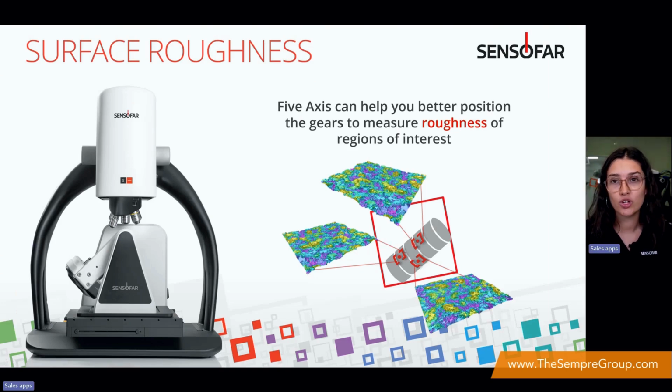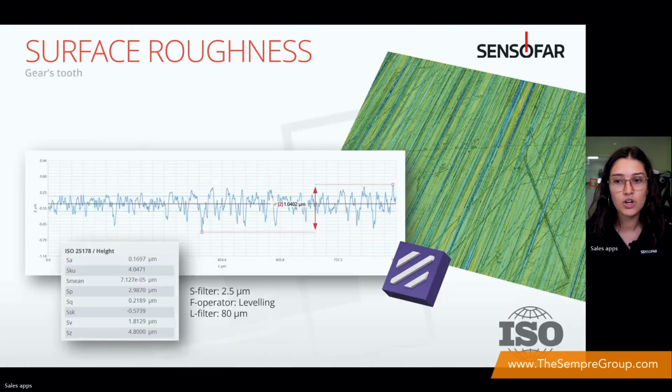So with this system, we not only can quantify the form, but we can also measure the surface roughness in specific positions, such as the tooth of the gear, as this is the contact area of the gears. To do that, in this case, we need to change technology, and we will go to interferometry, as it has the best vertical resolution. And to do that, we will acquire the topography, and then following the ISO for surface roughness, we will filter it, basically, with the S filter, F operator, and L filter.